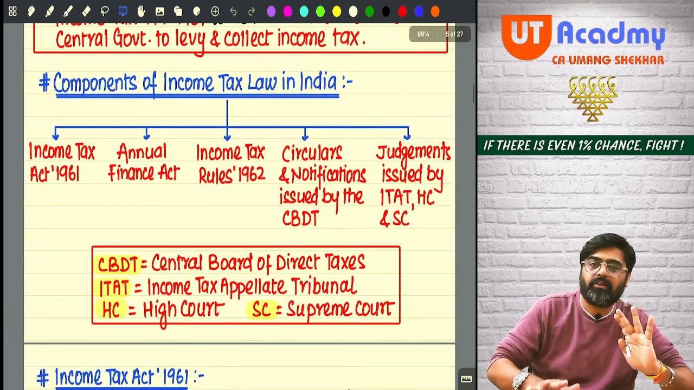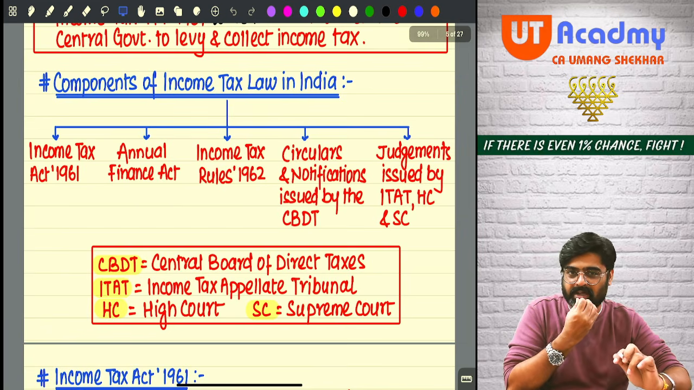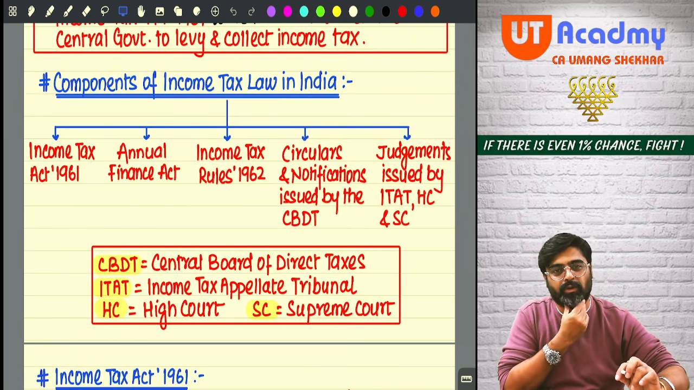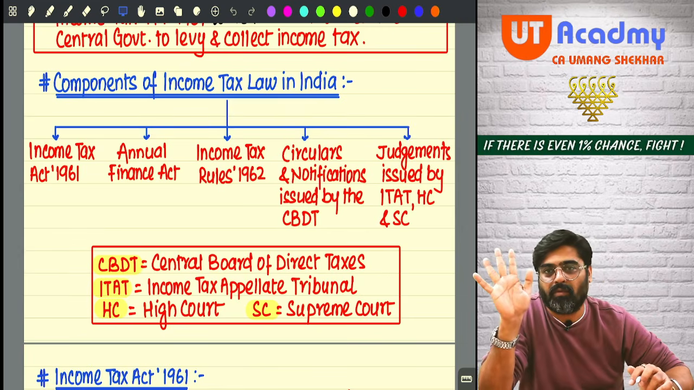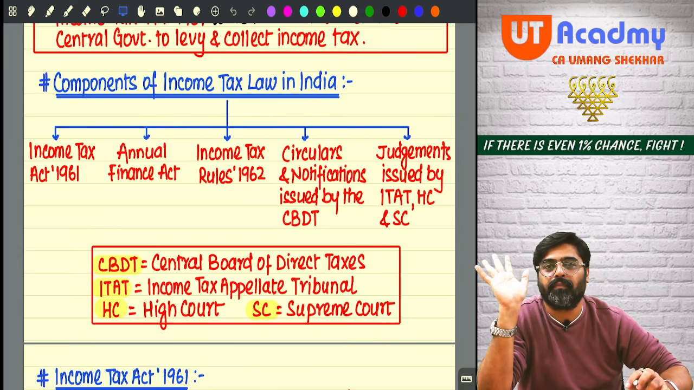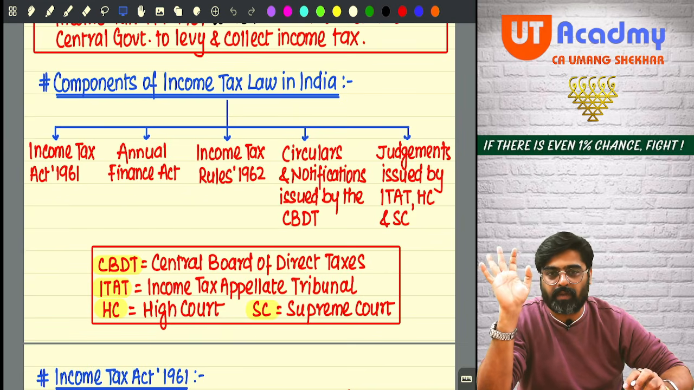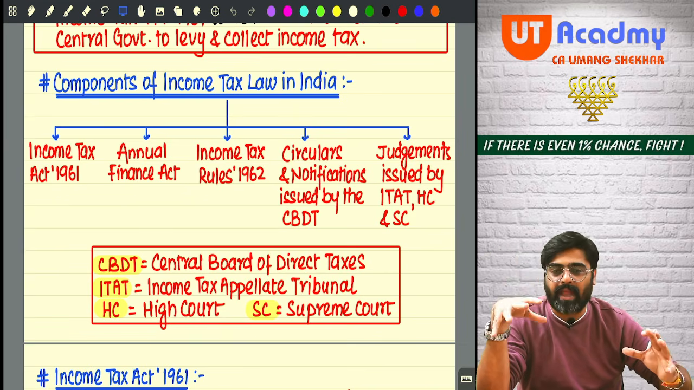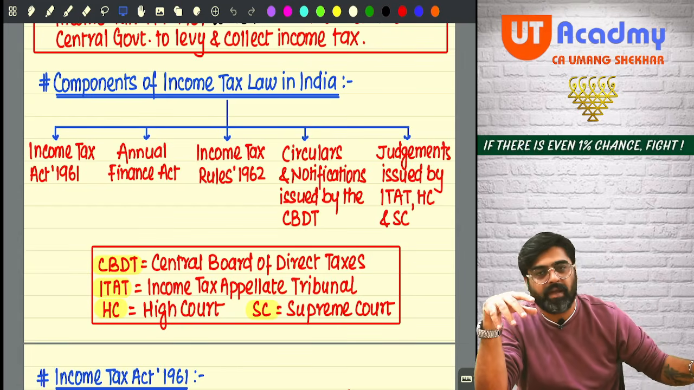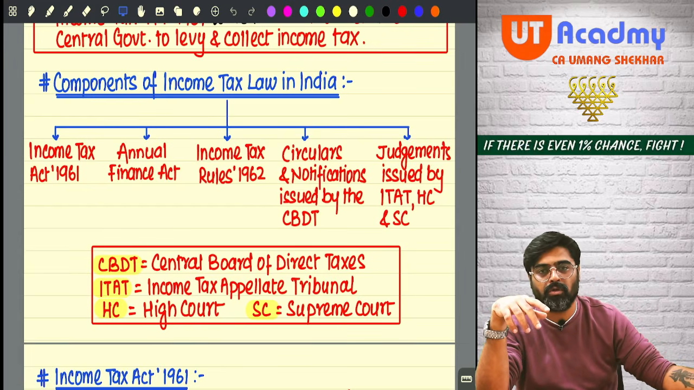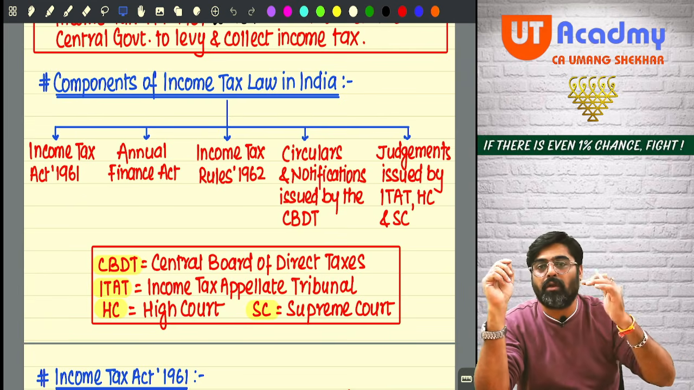Now, let's embark on the journey of the Income Tax Act. We are going to study the Income Tax Act for 50 marks. So, for your kind information, this Income Tax Act is an ocean. Very big, huge law, huge and complicated also.